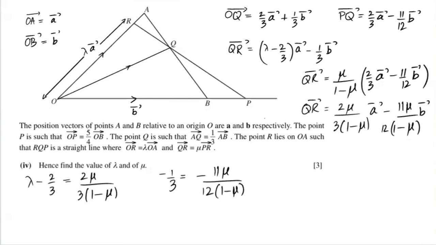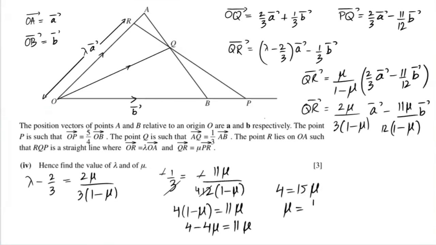So this looks like an easy equation. I can just solve this one to get the value of mu and then get lambda. So if you times both sides with the 4, the negative cancels the negative. So 4 times 1 minus mu is going to be 11 mu. 4 minus 4 mu will be 11 mu. So 4 equals 15 mu, and mu's value I'm getting is 4 divided by 15.